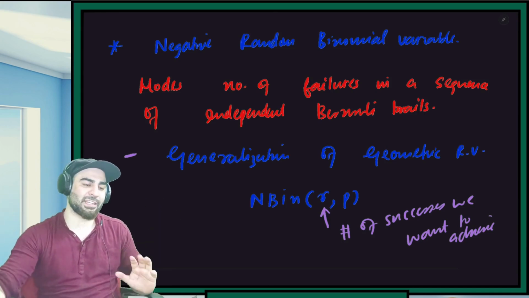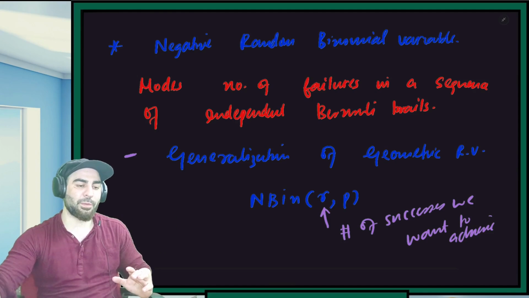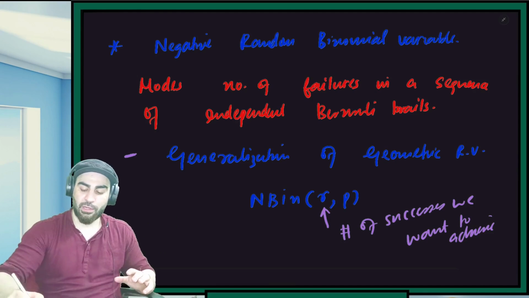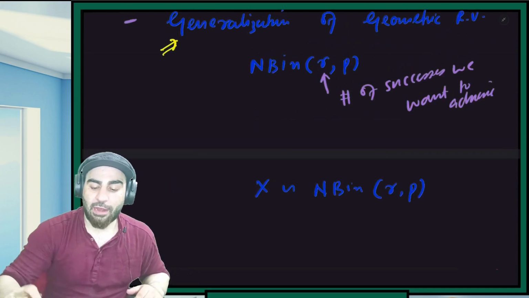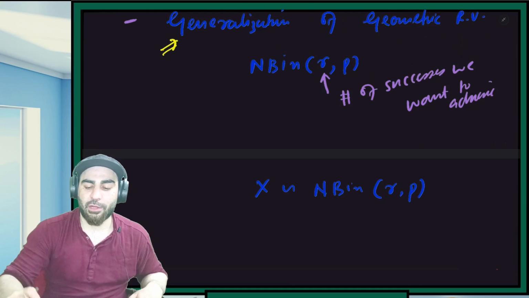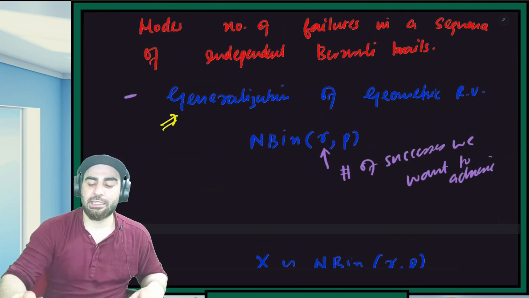Is the definition clear, by the way? For how many of you is this clear? And how many of you agree that this is a generalization of the geometric random variable? So now we have defined this negative binomial process.